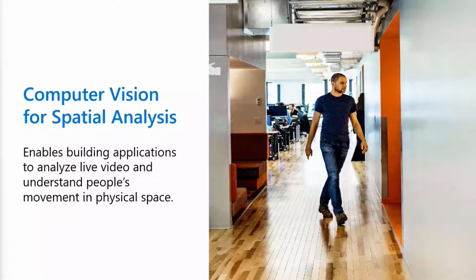So let's talk today about computer vision for spatial analysis. You can use computer vision for spatial analysis to ingest streaming videos from cameras, extract insights, and generate events to be used by other systems. Basically, what it does is detect the presence and movement of people in a video.